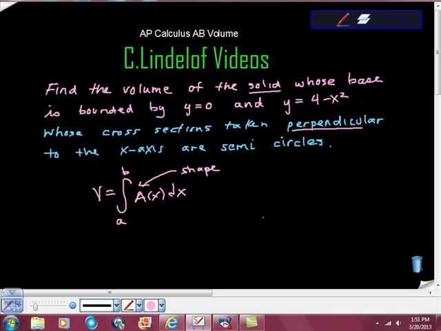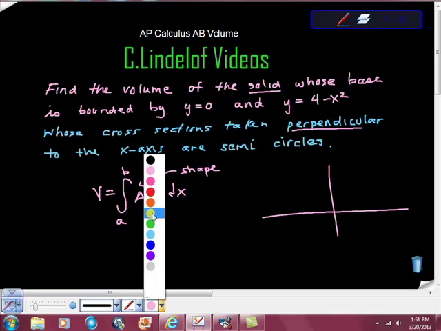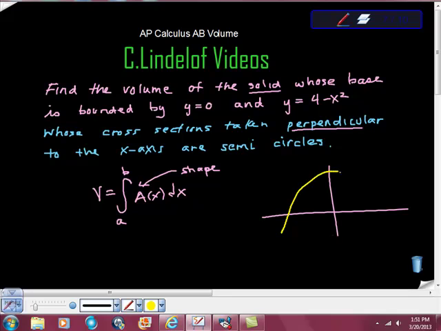So our graph looks maybe like this, like that, right? And then we said here that it's bounded by y equal to 0, so that's here. So what we're looking for is this piece right here.